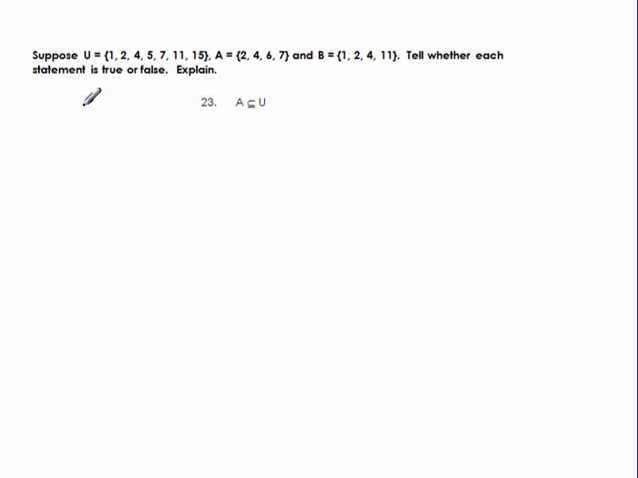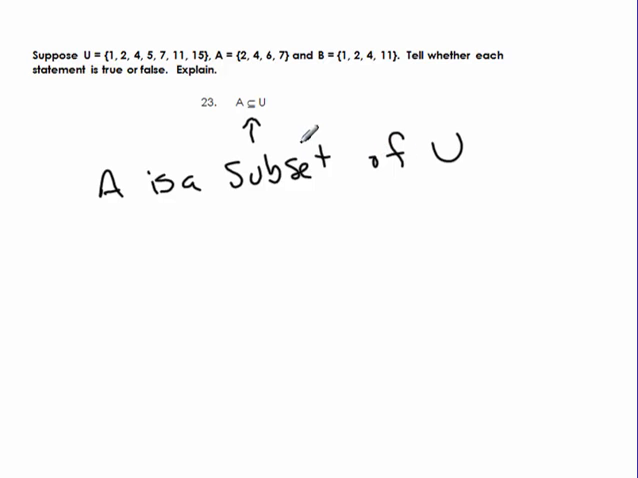Here we go for 23. Suppose U equals this, A is this, B is this set. Now tell whether this statement is true or false and explain. Well, we need to know, first and foremost, this symbol stands for subset. It looks like less than or equal to, which in general a subset is smaller or equal to the universal set. So here it says that A is a subset of U. Is it true that A is a subset of U?